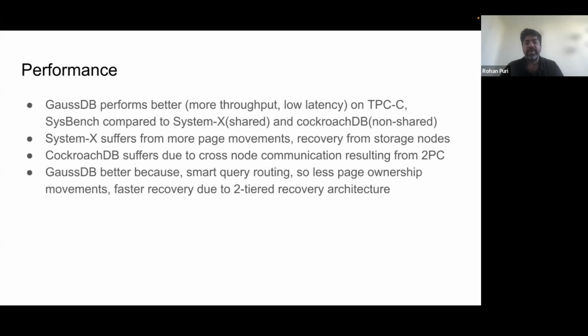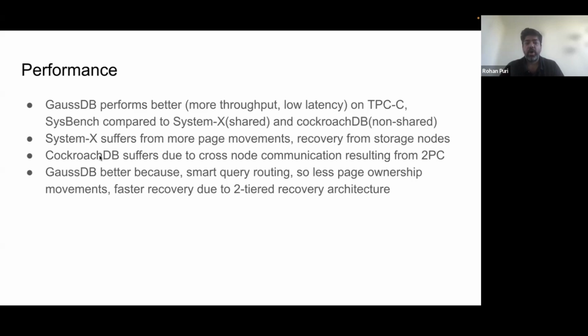So why they were better than a shared model is because SystemX suffers from a lot of page movements and recovery from storage nodes. So it doesn't have a smart query routing. So a lot of page movement is happening even if it is shared, and the recovery runs through storage nodes. So they don't use a two-tier architecture.